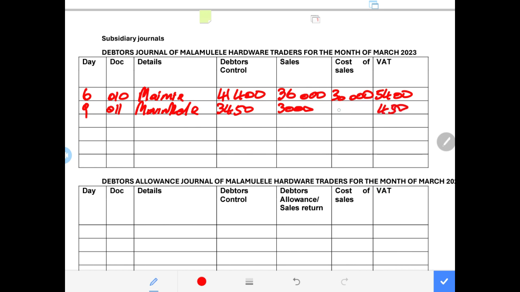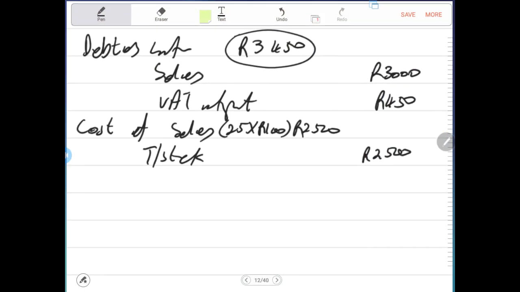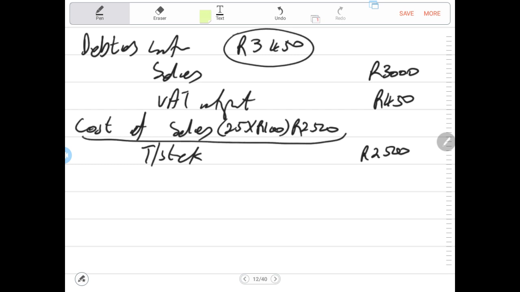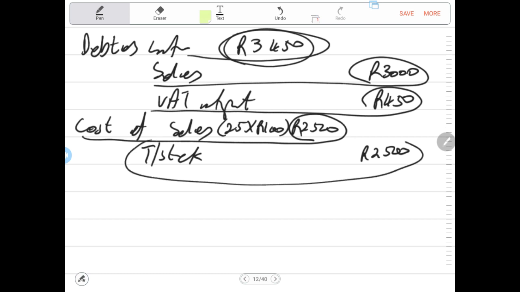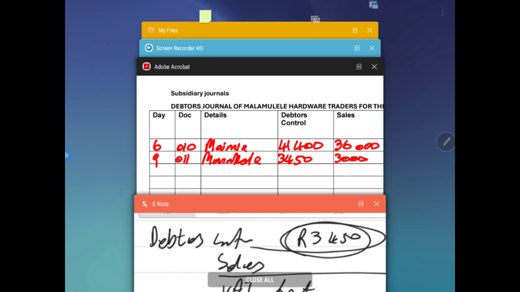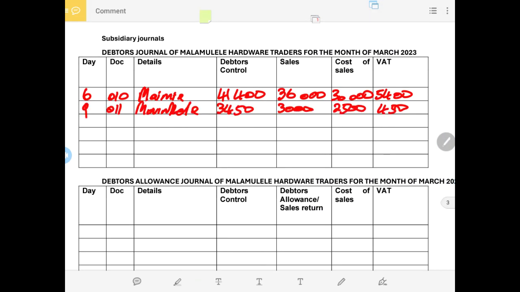Cost of sales is 2,500. Can verify that again. Cost of sales 2,500, VAT 450, sales 3,000, debtors control 3,450. Remember, we don't record from the trading stock point of view. It was recorded when the inventory was bought. Then we continue on that same note.